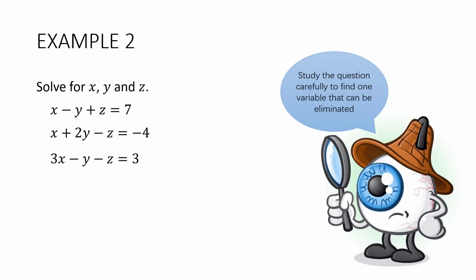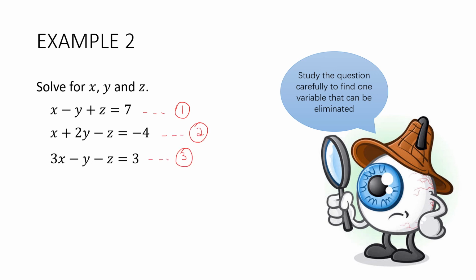Let's try one more example. Solve for x, y, and z. x take away y plus z is equal to 7. x plus 2y take away z is equal to negative 4. 3x take away y take away z is equal to 3. Now it can be a good idea to actually label your equations.